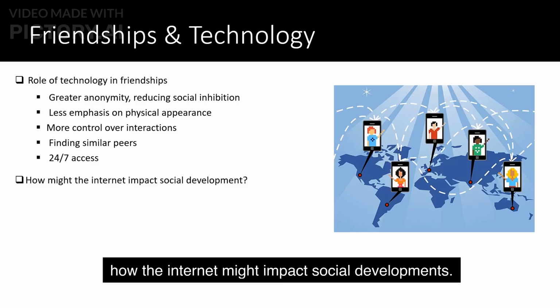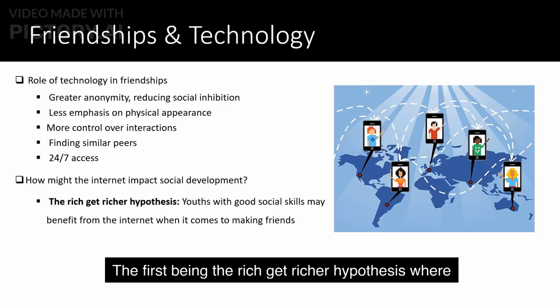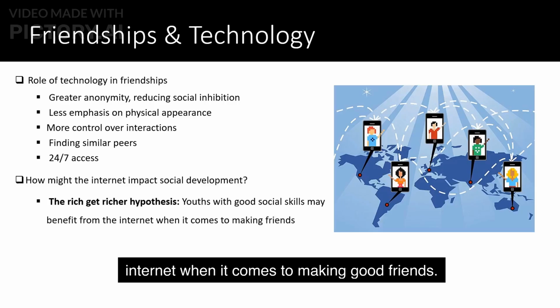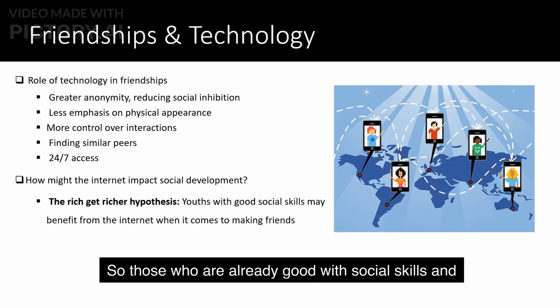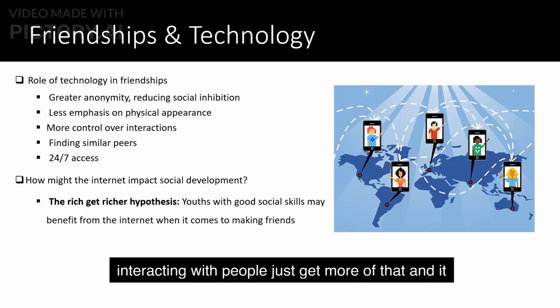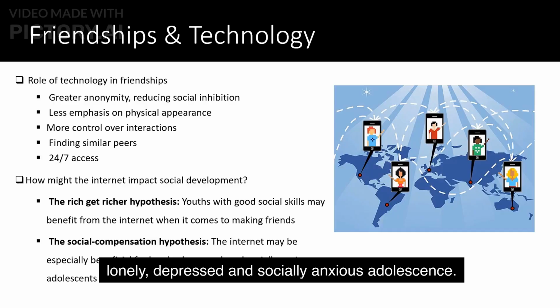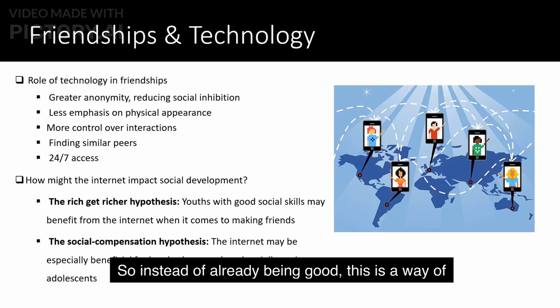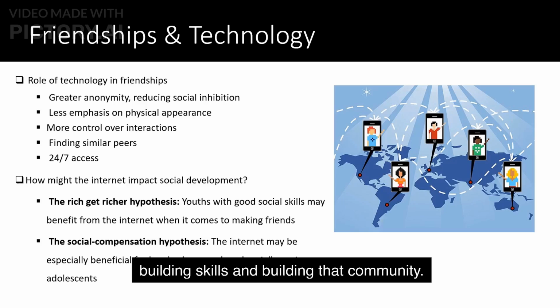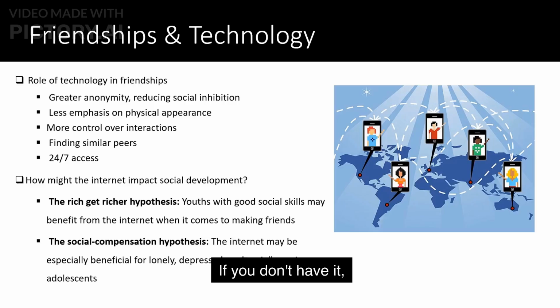And there's a couple of hypotheses about how the internet might impact social development. The first being the rich get richer hypothesis, where youths with good social skills may benefit from the internet when it comes to making good friends. So those who are already good with social skills and interacting with people just get more of that, and it builds those skills even more. Then there is the social compensation hypothesis, where the internet may be especially beneficial for lonely, depressed, and socially anxious adolescents. So instead of already being good, this is a way of building skills and building that community if you don't have it.